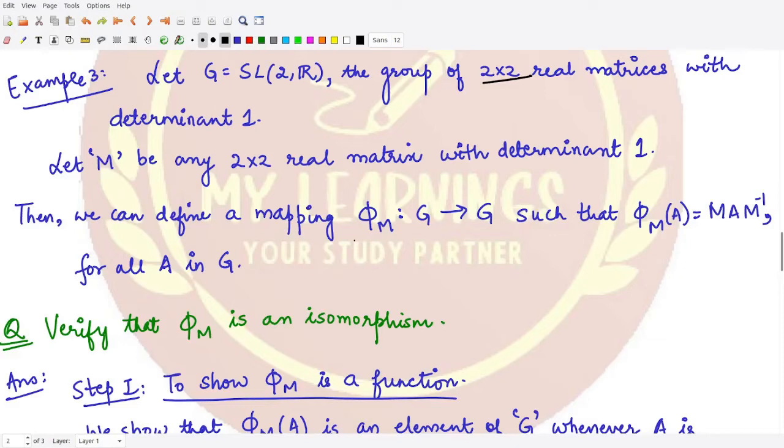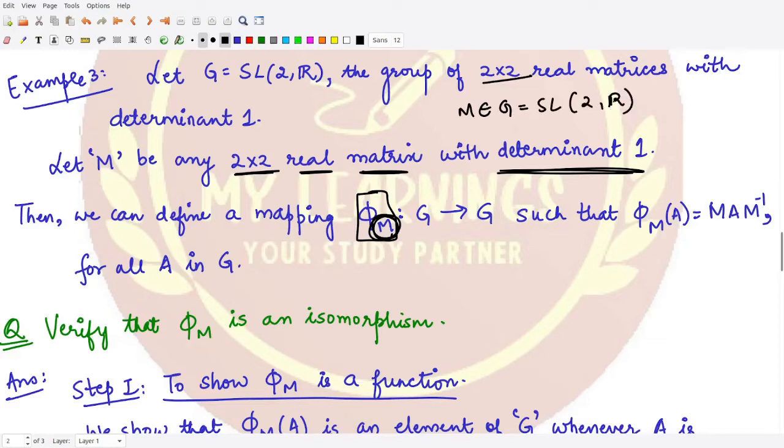How is this so? We can define some mapping, say we are calling it phi of M, where M is again some 2 cross 2 real matrix having determinant 1. So we are taking M from this group G only, which is the special linear group of order 2 with entries taken from the set of real numbers. So we are defining this mapping phi, right?